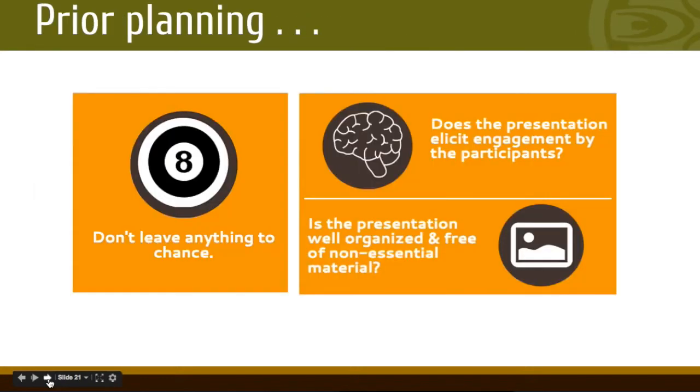As with anything, prior planning is essential to creating, designing, and delivering a presentation. So remember this as you self-evaluate your presentation. Don't leave anything to chance. And then ask yourself, does the presentation elicit engagement by the participant? Maybe even have someone else review it and give some feedback. And also check to see, is the presentation well organized and free of any of the non-essential material?